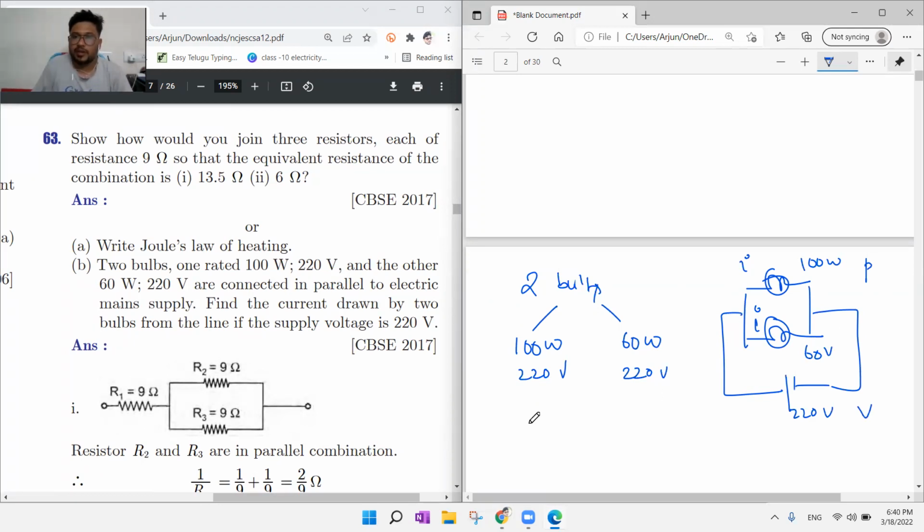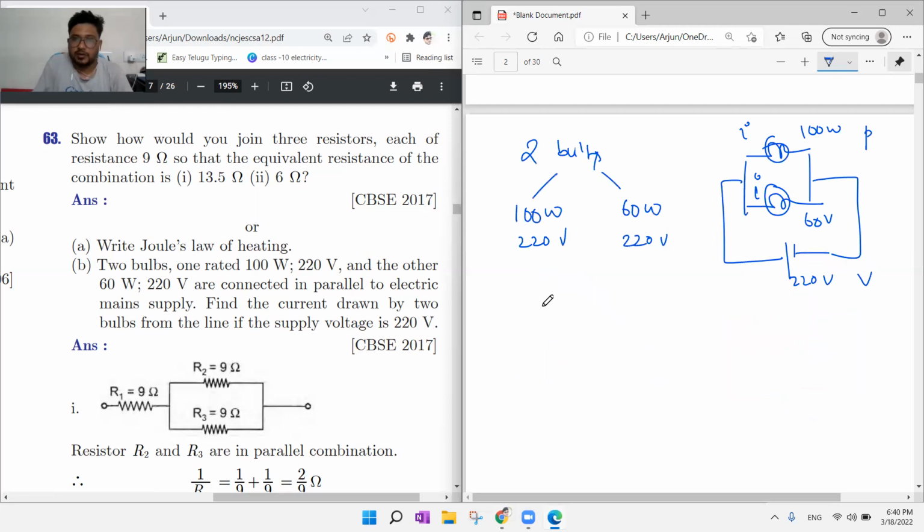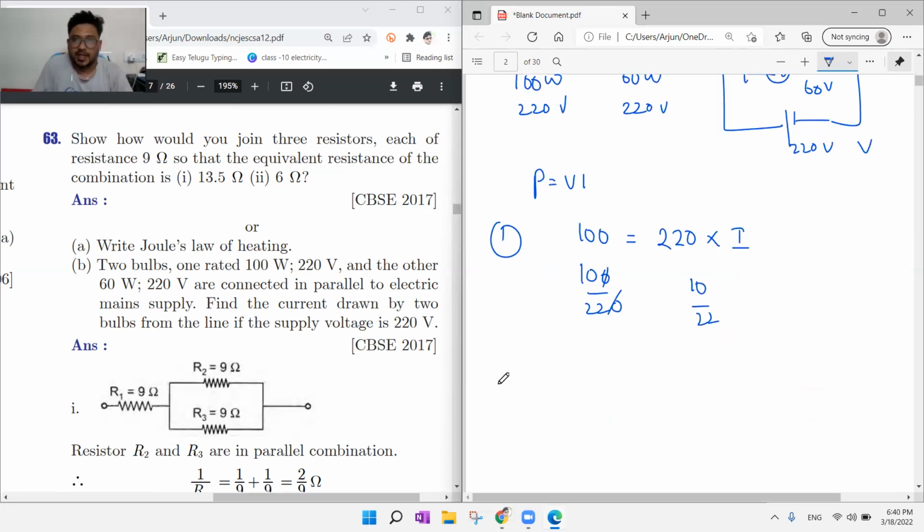We know the formula power P is equal to V into I. For the first bulb, power 100 is equal to voltage 220 multiplied by I. We need I, so we send the 220 to the other side, and it becomes 100 by 220, the 0 gets cancelled, 10 by 22. We'll try to solve that also. And for the second bulb, same, P is equal to V into I.